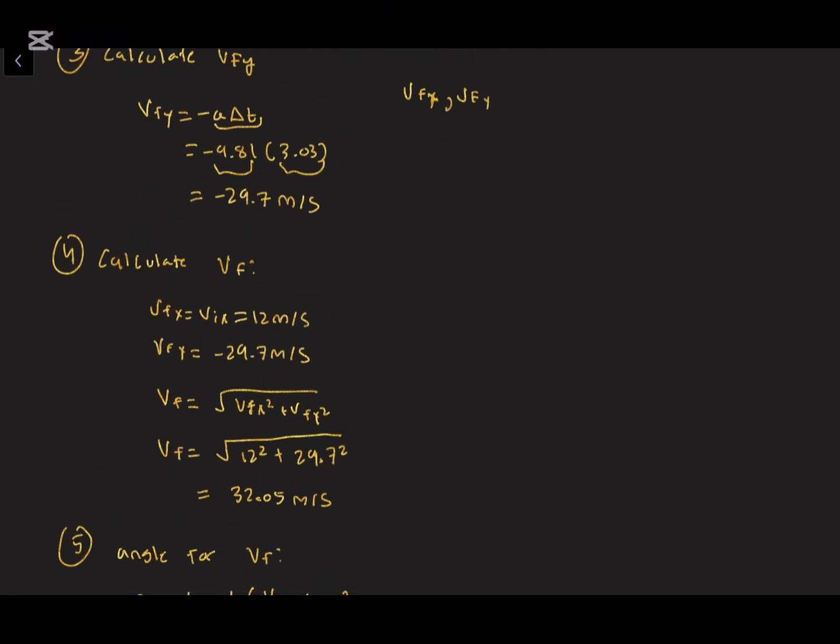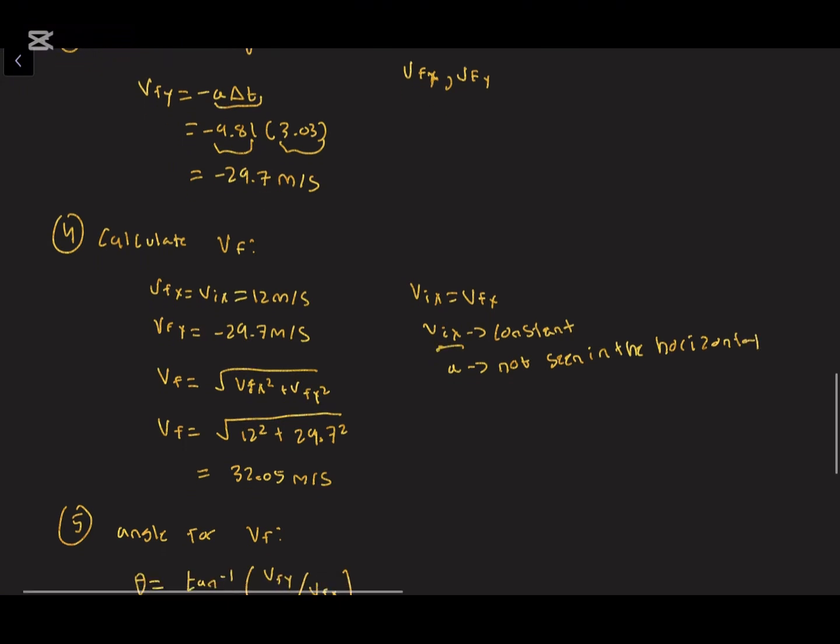Now for your VF, what do we say when we're calculating it? We need to use the Pythagorean theorem that we devised: the square root of VFX squared plus VFY squared. First, let's get our VFX. As a general rule, VIX is always equal to your VFX because VIX is always constant. This goes for any projectile motion question. It's because acceleration is not seen in the horizontal, it's only in the vertical, which is why VIX is constant. Again, these are general rules that I talked about in my part 1, which will be linked in the comments below, so you can take a look at that as well.